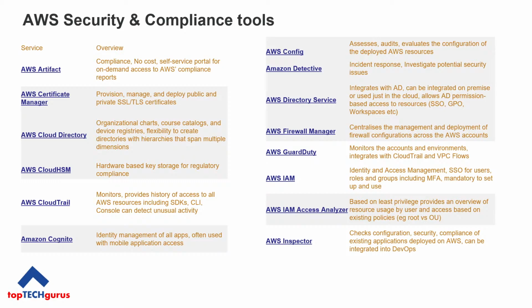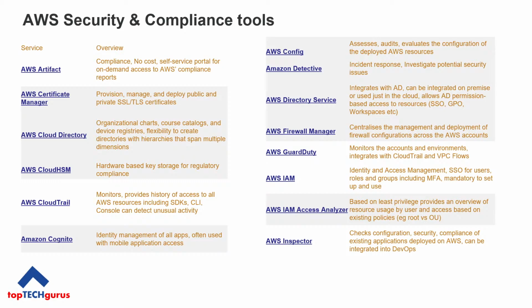Now we'll cover the security and compliance tools that we haven't covered earlier. We'll go through a quick overview. We covered Artifact, which is really important. Certificate Manager, where the SSL/TLS certificates are provisioned and managed. Anything with respect to SSL and TLS certificates, those questions, you just go to AWS Certificate Manager.